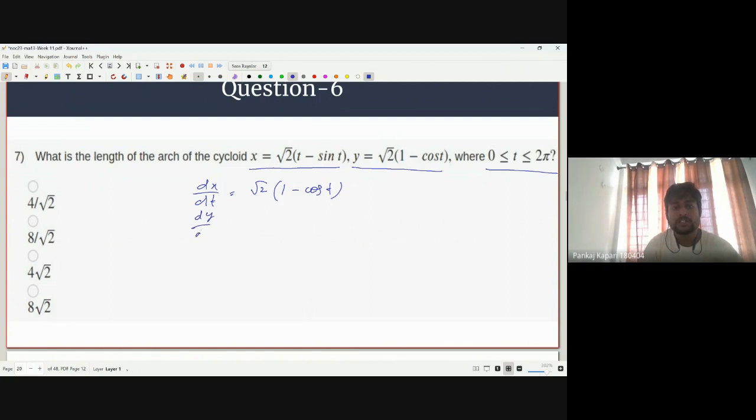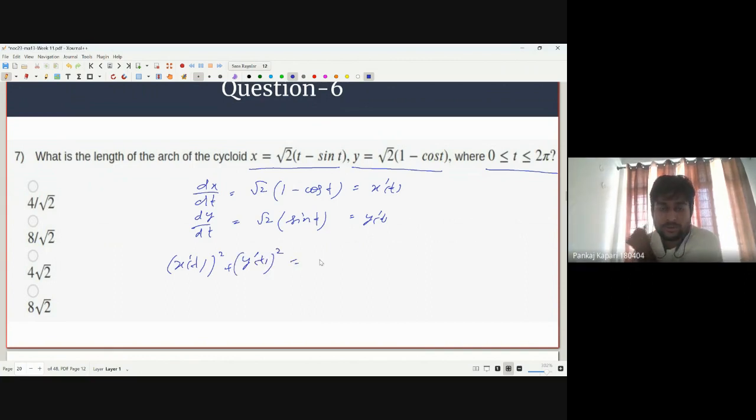And what is dy by dt? Again root 2 is outside, and if you differentiate cos t you get minus sin t. Okay. So let's calculate. Okay, so in shorthand we write x prime t, right, and y prime t. So let's calculate x prime t whole square plus y prime t whole square.